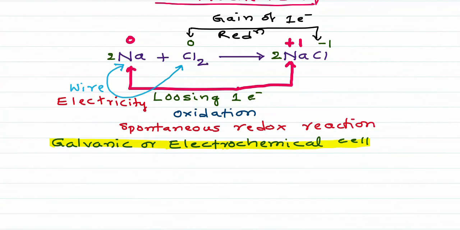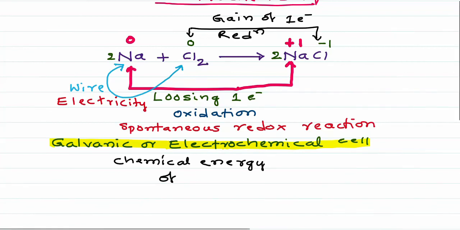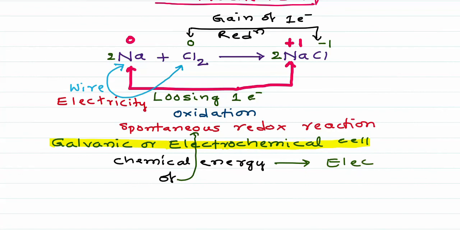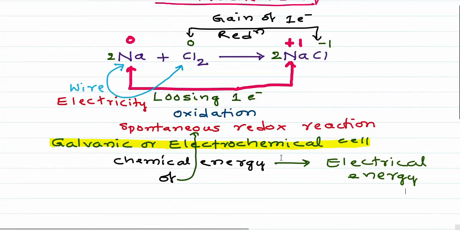So what is a galvanic cell or electrochemical cell? This is a device which converts chemical energy of spontaneous redox reaction to electrical energy. This is the first part we are learning in electrochemistry, the galvanic cell, the device which converts chemical energy of spontaneous redox reaction to electrical energy.